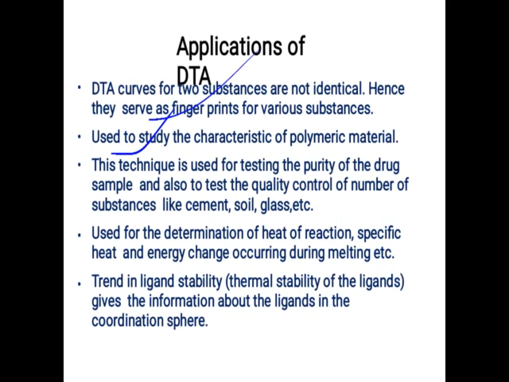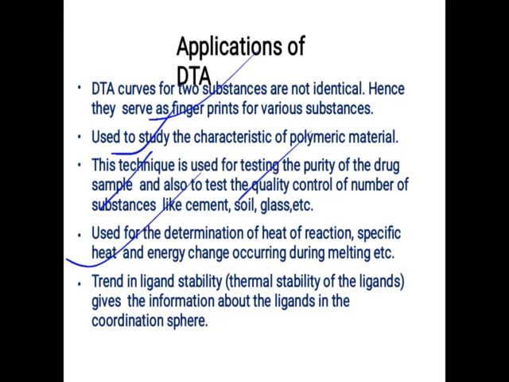Then DTA is used to study the characteristics of polymeric materials. This technique is also used for testing the purity of drug samples, as well as for quality control of substances like cement, oil, and glasses. So that is important. To check the purity of a sample, we can go for differential thermal analysis.